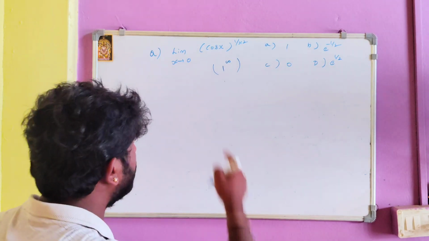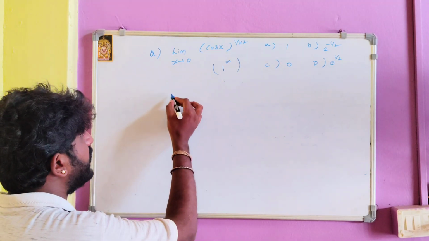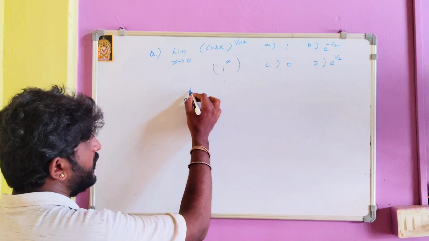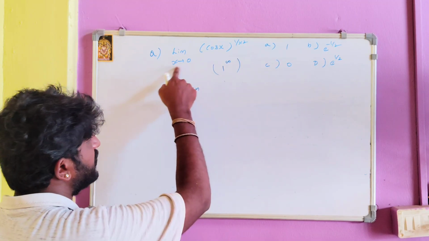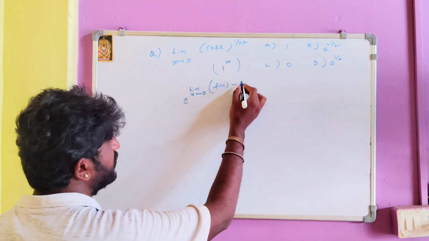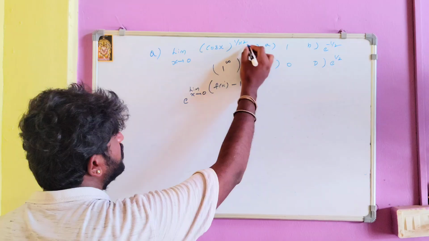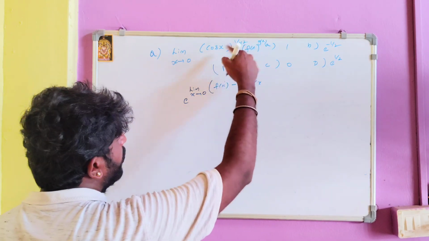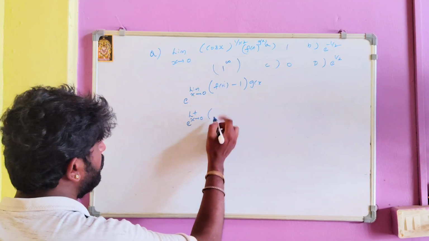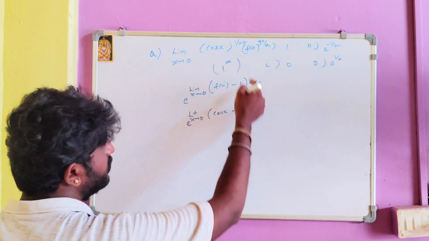If you get the form 1 raised to power of infinity, the direct shortcut is e raised to power of limit x tends to 0, f of x minus 1 into g of x. It is in the form f of x whole raised to power of g of x, right? Compare here, limit x tends to 0, here f of x is cos x, minus 1, into g of x which is 1 by x square.